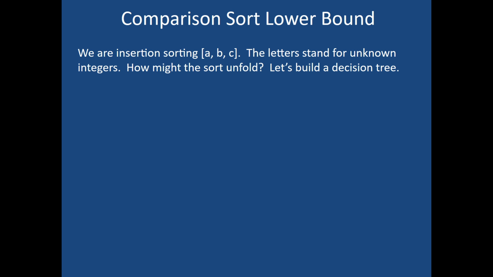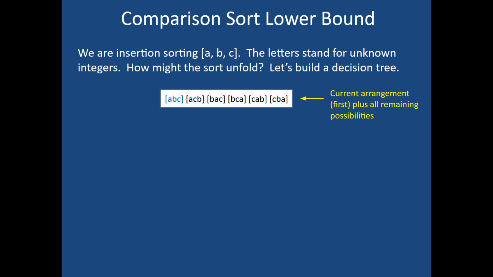So let me show you what a decision tree is. We're going to analyze insertion sort, and all the things that insertion sort might do if you gave it an array ABC. Now ABC stands for arbitrary integers, so there are 6 possible ways to sort. In general, there are going to be n factorial ways to sort n things, that many ways to permute. And all 6 are shown in that white box there. So starting, if the initial array is ABC, depending on what's bigger than what, we could end up with any of those 6 possibilities.